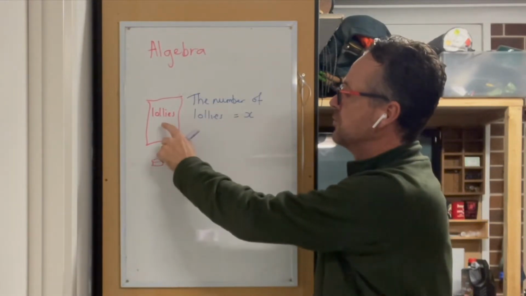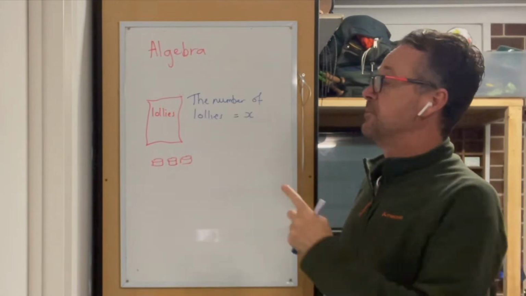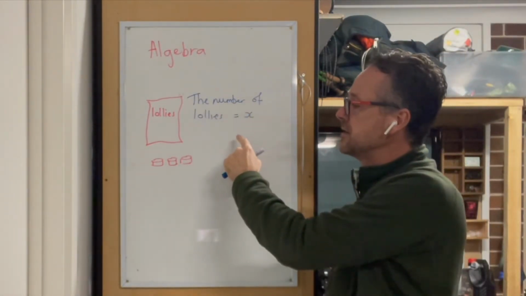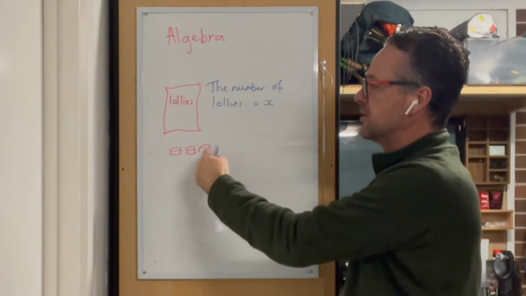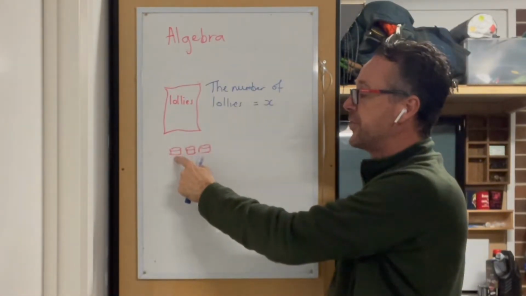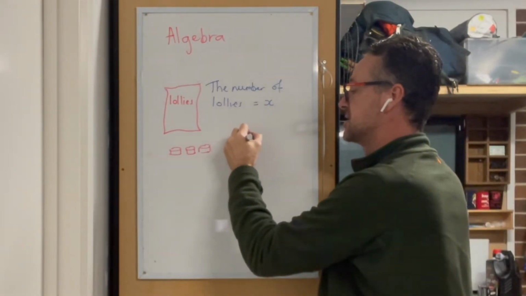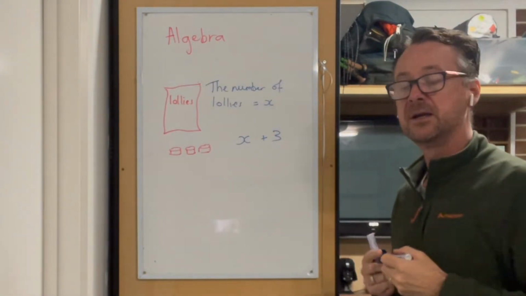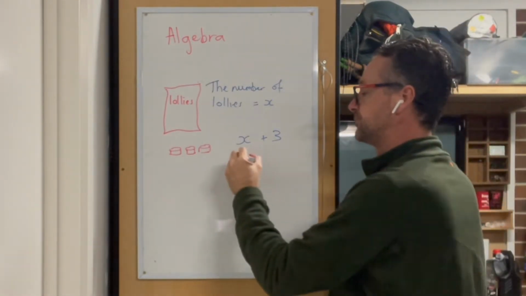So if we take, for example, a bag of lollies, and we don't know how many lollies are in the bag, but we're going to say that the number of lollies that are in the bag are equal to x. Then what we can say is, well, what if we got the bag of lollies and then we got 3 more lollies? We could then express that as x, so the number of lollies in the bag, plus 3. So this becomes what we call an expression.